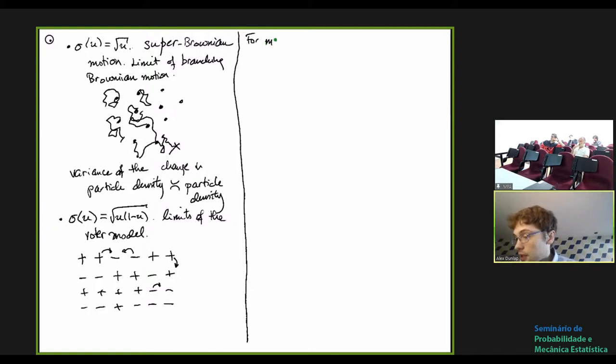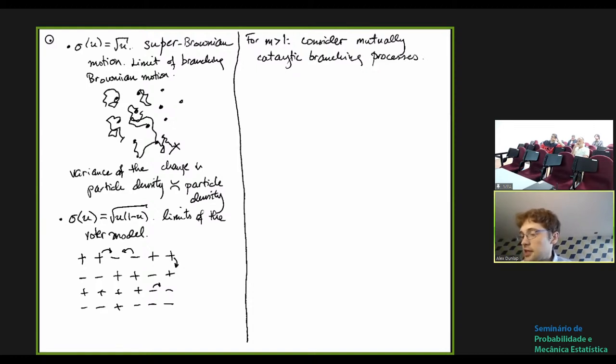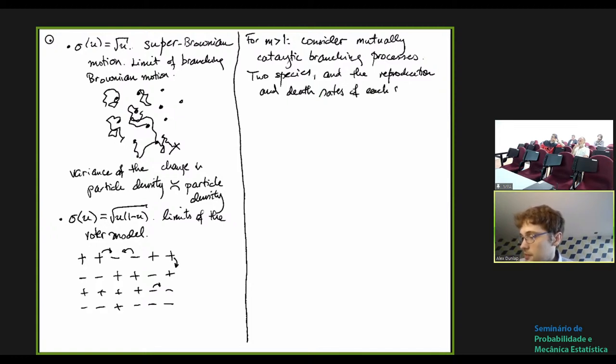So this was all sort of in the scalar case. For m greater than one, I won't go into too much detail on this, but we can consider what we call mutually catalytic processes. So we can have mutually catalytic branching processes. And so here the idea is that it's like this branching Brownian motion model, but we have two species and the reproduction and death rates of each species depend on the populations of both species.